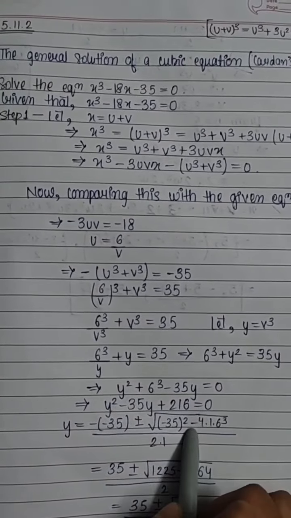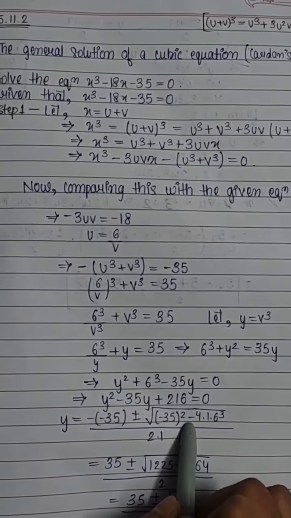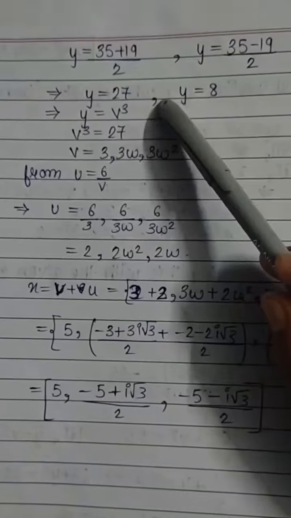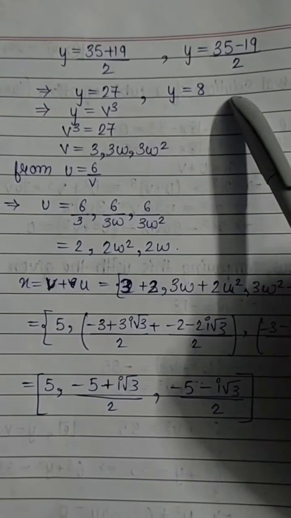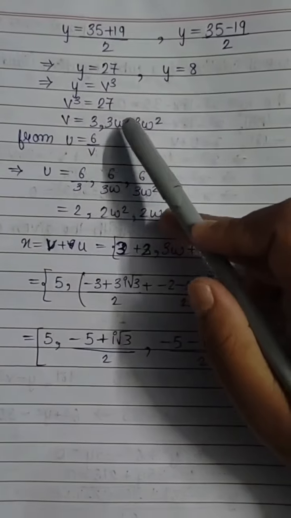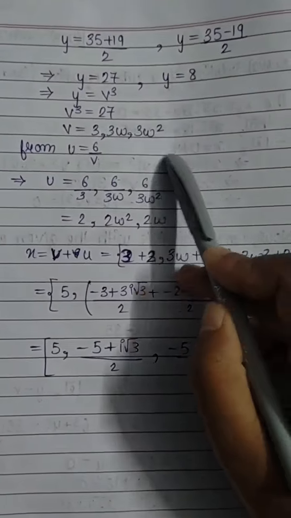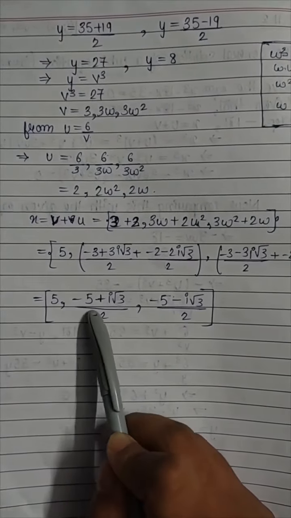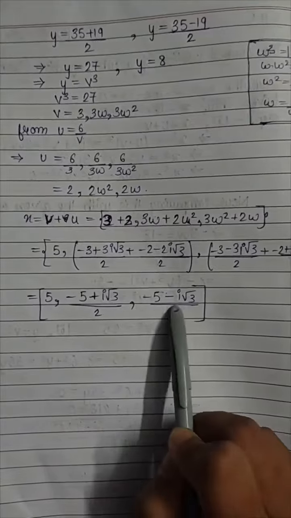To get the roots of y, we have the formula minus b plus minus root over b square minus 4ac by 2a. While performing some calculation, we will get the roots 27 and 8. On this we will only take one of the roots. Let's take 27. On 27, while performing some calculations, we will get the final answer, which is 5, minus 5 plus i root 3 by 2, minus 5 minus i root 3 by 2.